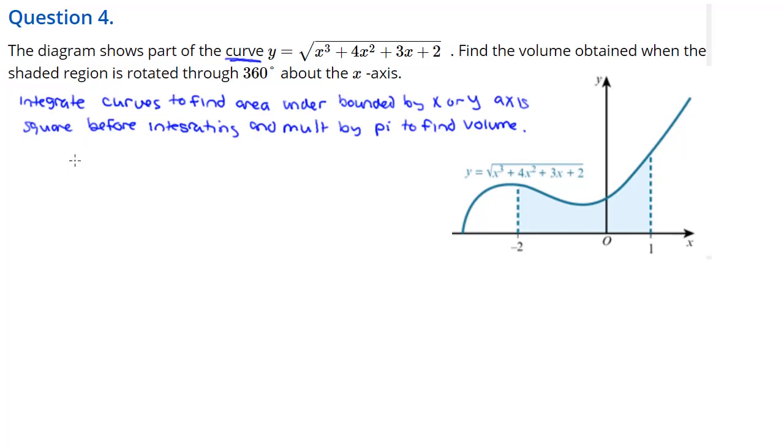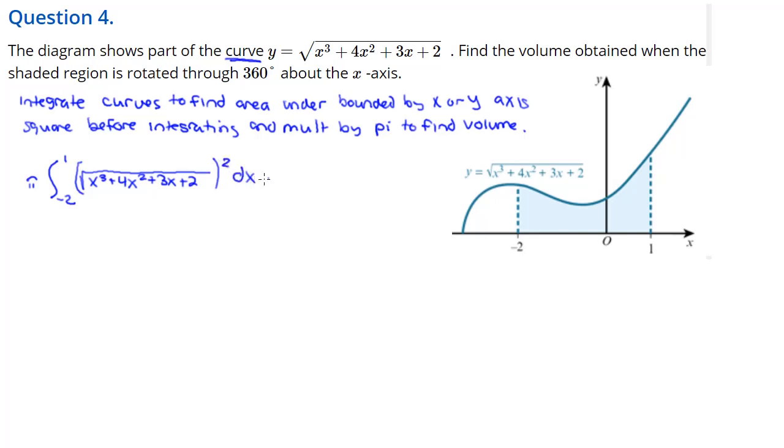So let's get started. We write our integration symbol, we put our boundaries, make sure you always put the biggest one on the top, the smallest one on the bottom. I put the pi sign there to remind me that I'm going to multiply my answer times pi. This is what I'm going to do. I'm going to square this.